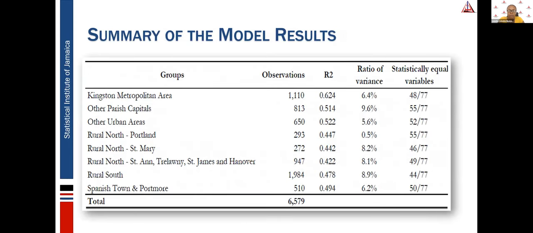So this is a summary of the model results. You can see the definition of the seven groups. Of course, as I said, the capital of Jamaica, Kingston, and its surrounding environments in terms of the suburban communities that are in immediate proximity to Kingston, parish capitals, other urban areas, rural areas were also disaggregated, because what we found was that there was difference in certain rural areas. And you can see that we all achieved R squares that were higher than 0.3. And also our ratio of variance was all less than 10%. You can see for each model of the 77 variables, the amount that remained in each one of the models.